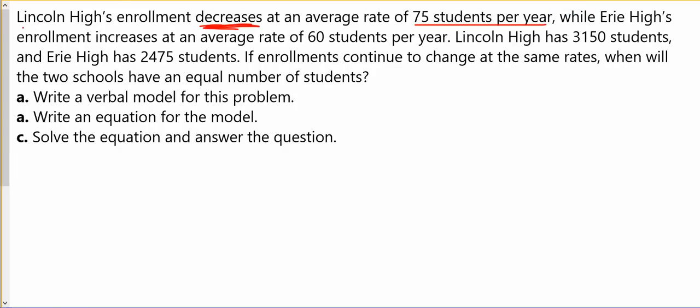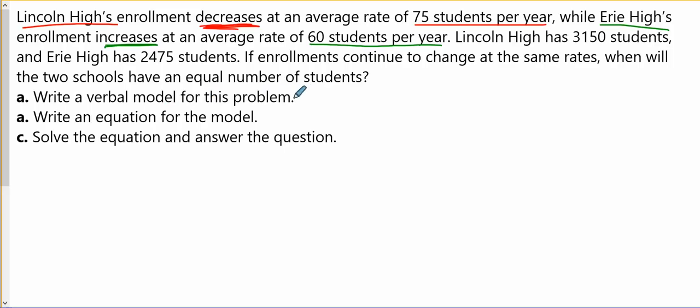So that's Lincoln High. And then it says, while Erie High's enrollment increases at an average rate of 60 students per year. So I've got Erie High, and they increase at 60 students per year. Lincoln High has 3,150 students, and Erie High has 2,475 students. If enrollments continue to change at the same rates, when will the two schools have an equal number of students?